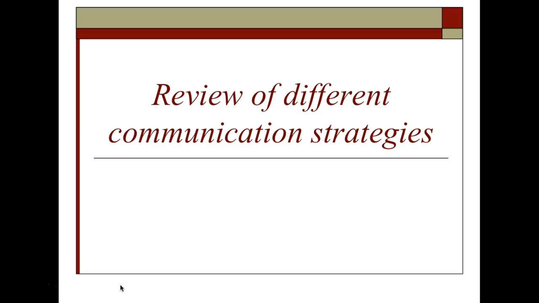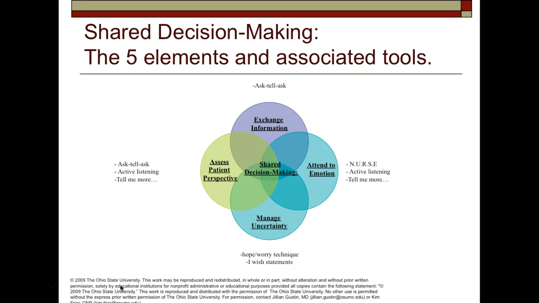We're going to review some of the different communication strategies, and we're going to do that based on a Venn diagram that Dr. Jillian Gustin and I put together in 2009 that incorporates all of the information that was in the literature at the time. This is also based on the seminal work by Epstein and Street and is a part of the NCI monolith that you have as part of the course. We came together with 5 elements, whereas Epstein and Street talked about 6. And the center element is that shared decision-making piece, or at least some tools to assist with that.